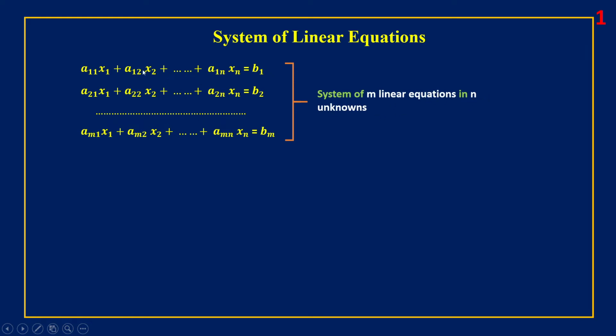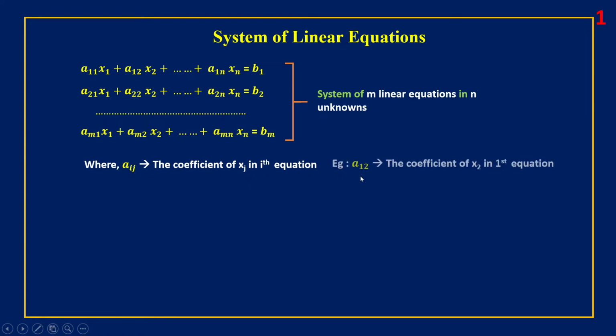N unknowns are nothing but x1, x2 up to xn, the unknown variables for this system of equations. And here aij, from a11 to amn, is the coefficient of xj in the ith equation. So for example, a12 means the coefficient of x2 in the first equation. That is the representation. And x1, x2 up to xn are the unknown variables. b1, b2 up to bm on the right hand side are the constant terms for the system.